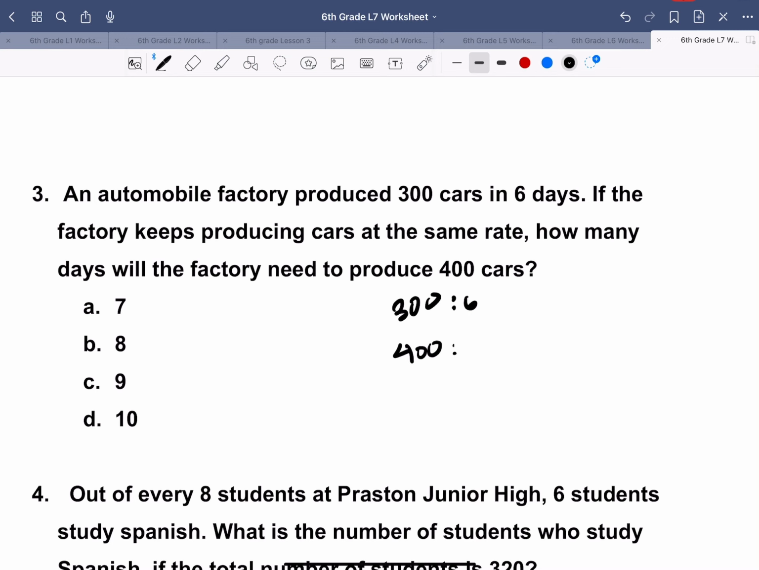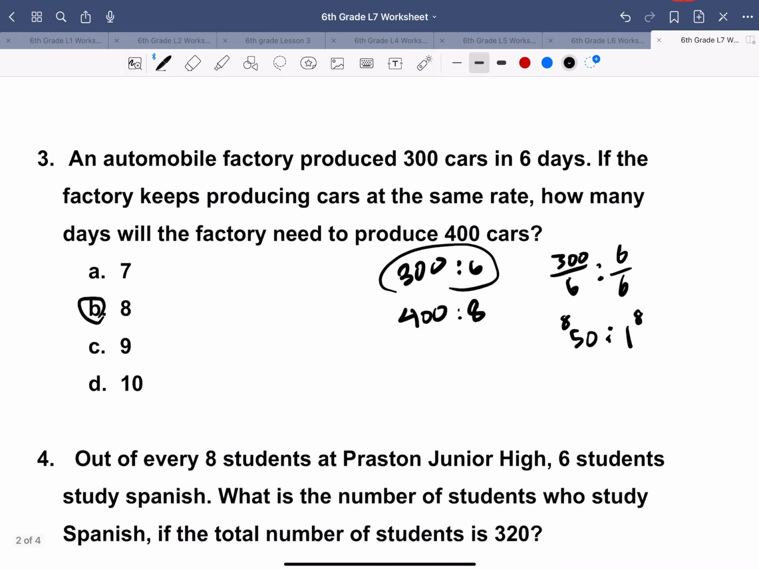And we can tell this by dividing by 6 on both sides: 300 divided by 6 and 6 divided by 6 to get a ratio. And we get 50 to 1, in which we just multiplied 6 on both sides to get 300 to 6. And to do this problem now, we would have to multiply 8 and 8, because 8 times 50 is 400, and we want to do the same thing as we did with this top ratio. So we get 8 on this, and that's how you know the answer is B.